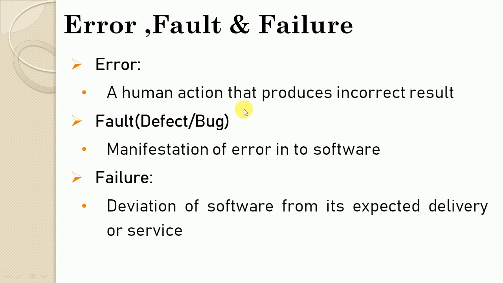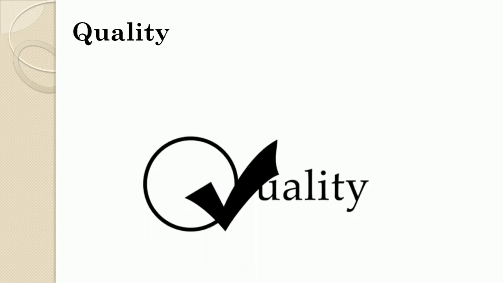So any human action that produces an incorrect result is an error. Manifestation of error in the software is a fault, and deviation of software from its expected delivery or service, that is failure. Now, the objective of testing is to prevent defects in the software application and release a quality application, a quality product, to the client. Now let's understand what exactly is the meaning of this quality.